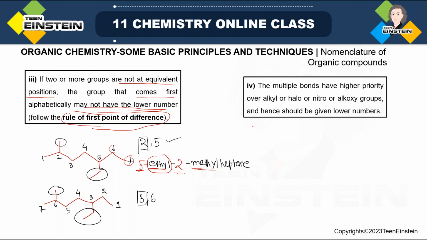The multiple bonds, if present, that is C=C double bond or triple bond, they have higher priority over any alkyl group, that is R group, carbon hydrogen, halo, nitro group. Halo means Cl, Br, I. Or alkoxy, that is OR. It may be OMe, it may be OEt. So you have to give preference to multiple bonds when you choose the priority. And they should be given the lower number. Now here we will see one example.